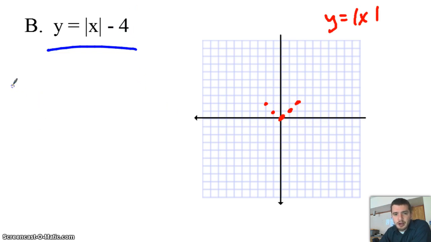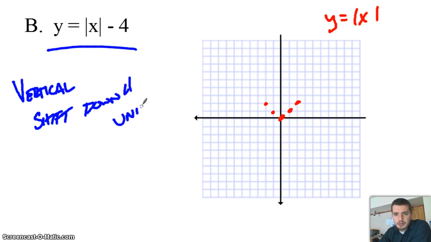So I'm going to say vertical shift down 4 units. All right, so we'll go down 1, 2, 3, 4. I messed up there. Hang on. Sorry. Alright, there we go. That's better. So this will be our answer.